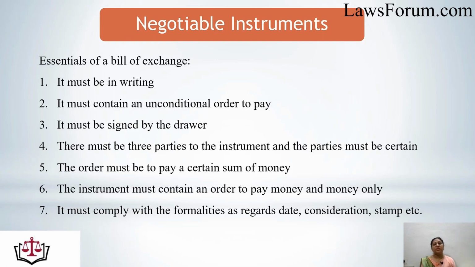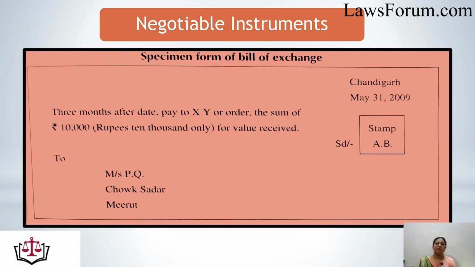The instrument must contain an order to pay money, and money only. That means if any kind of article or any kind of bonds, etc., in lieu of that money, is mentioned in the terms of the bill of exchange, it will not be a valid bill of exchange. It must comply with the formalities as regards date, consideration, stamp, etc. So all these features will make a bill of exchange a valid bill of exchange.